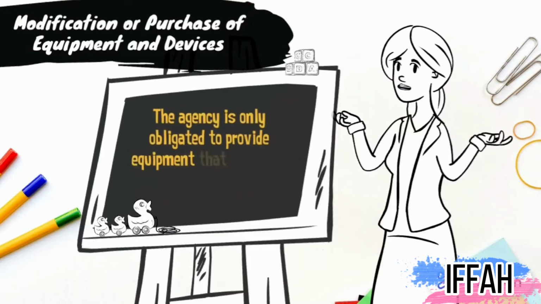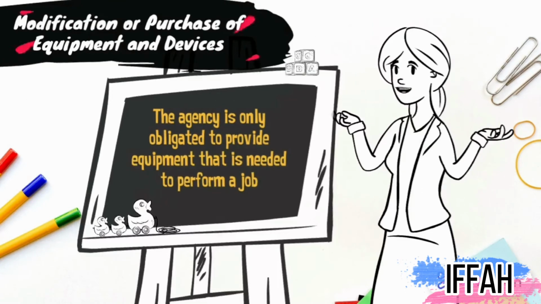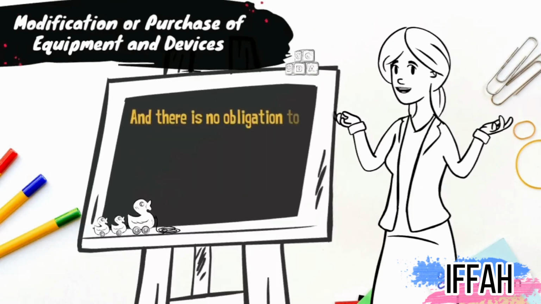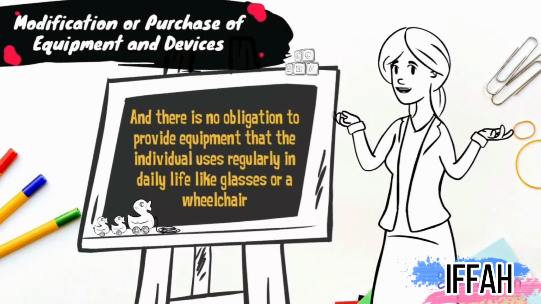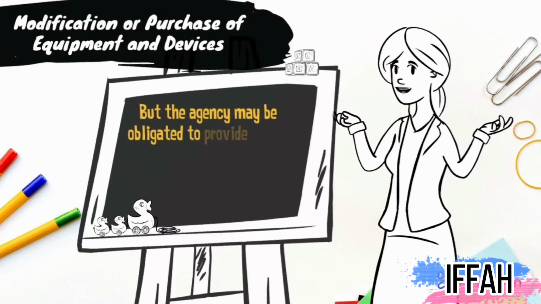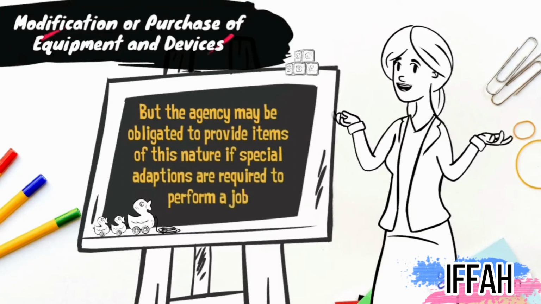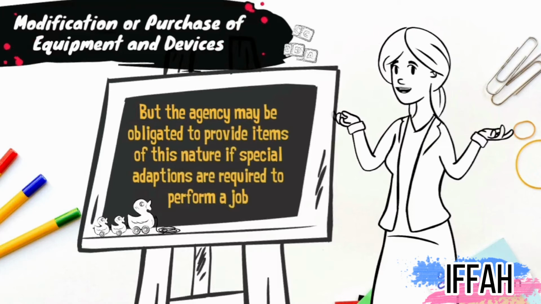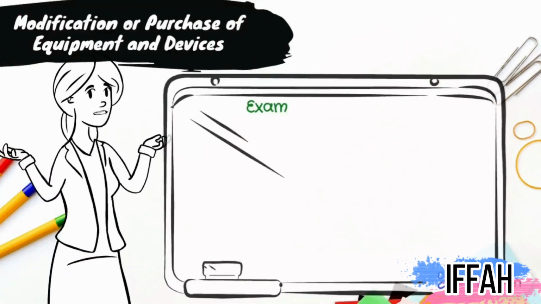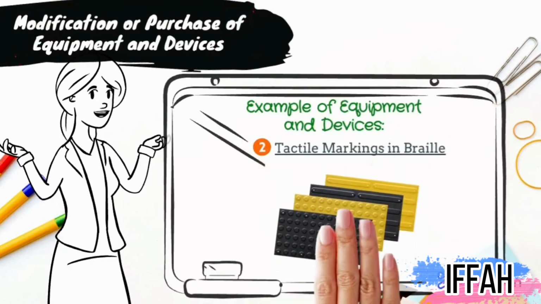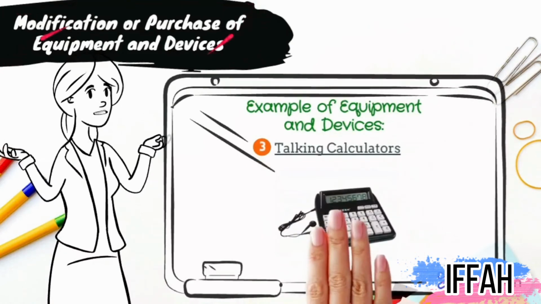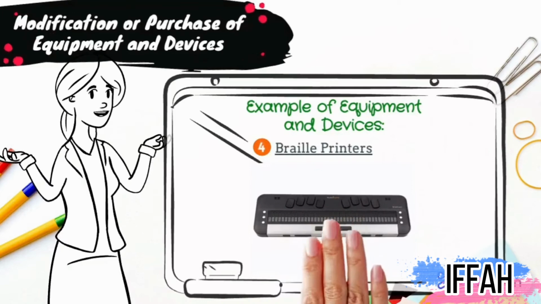The agency is only obligated to provide equipment that is needed to perform a job, and there is no obligation to provide equipment that the individual uses regularly in daily life, like glasses or a wheelchair. But the agency may be obligated to provide items of that nature if special adaptations are required to perform a job. Examples of equipment and devices: teletypewriters, tactile marking in braille, talking calculators, and braille printers.